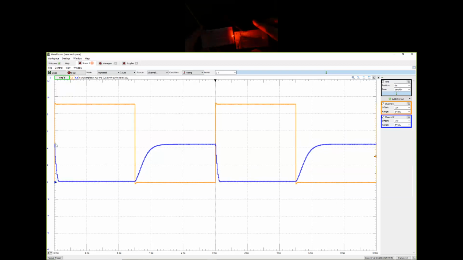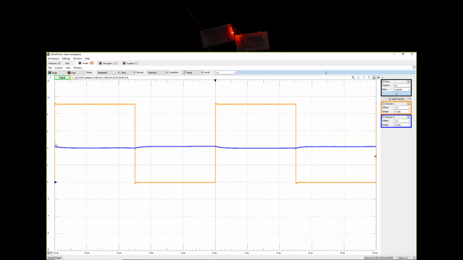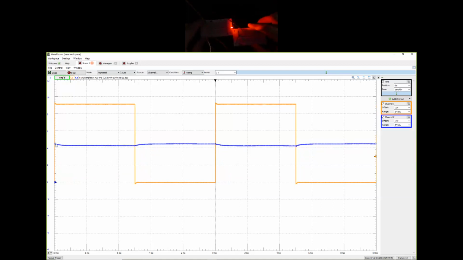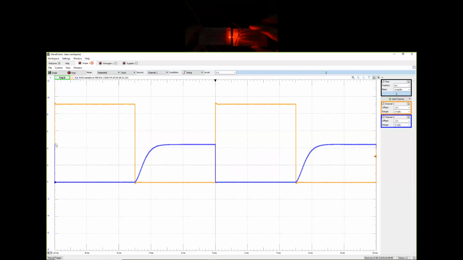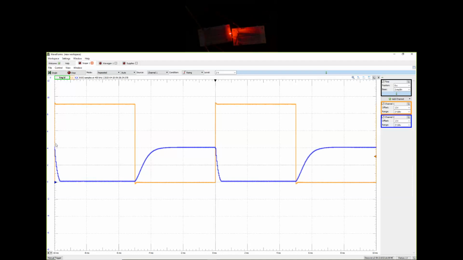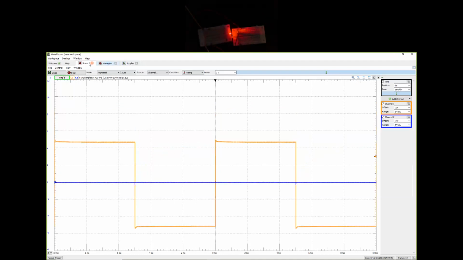Okay, so clearly if I put them not facing each other, then I don't have any coupling there. But if I bring them close to each other, then I have really good coupling there. Okay, I'm going to switch off supplies, switch off wavegen, switch off scope.